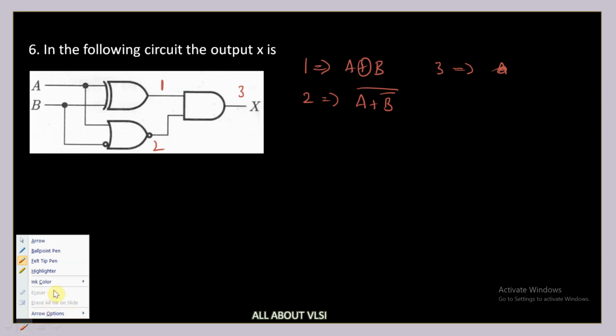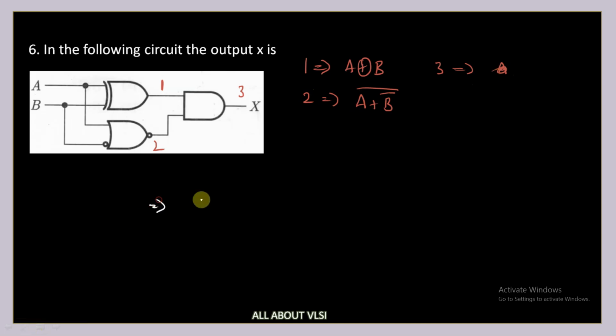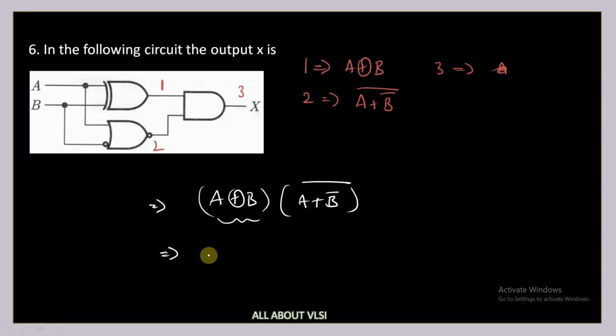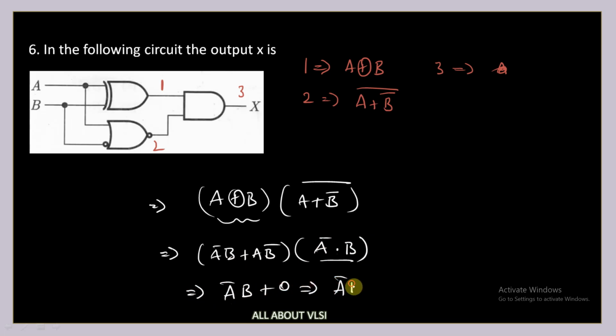So what I'm getting: (A XOR B) into (A + B bar) the whole bar. Now if I expand this term, it is A bar B + AB bar, and if I apply De Morgan's law here, it is A bar dot B. If I multiply these two terms, then A bar B into A bar B is A bar B, and AB bar into A bar B is 0. So my final answer is A bar B. Okay, everyone getting the same answer?